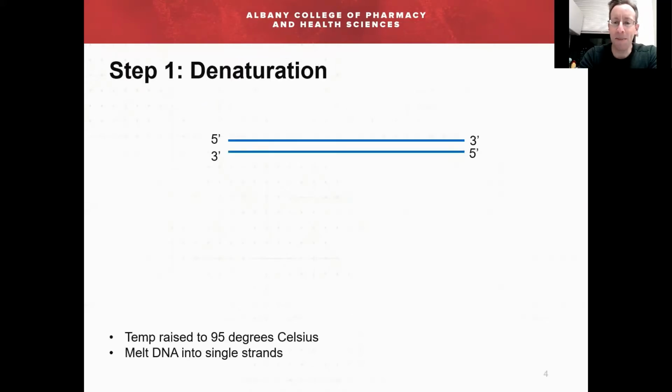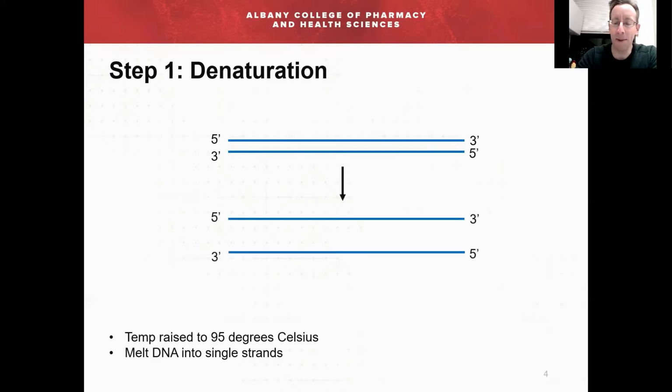Let's go through those steps in the PCR reaction. The first step is denaturation. You might recall that DNA is a double-stranded molecule, and this process can occur when the molecule is in a double-stranded form, so we need to break it into single strands. And by raising the temperature to 95 degrees Celsius, we can separate that double-stranded DNA molecule into two individual strands.